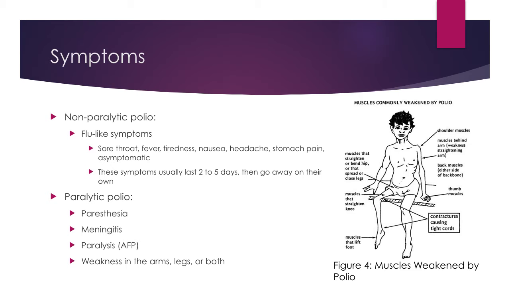AFP is just a clinical syndrome, which refers to a collection of signs and symptoms instead of an actual diagnosis. It is defined by the acute onset of weakness or paralysis with reduced muscle tone in children.